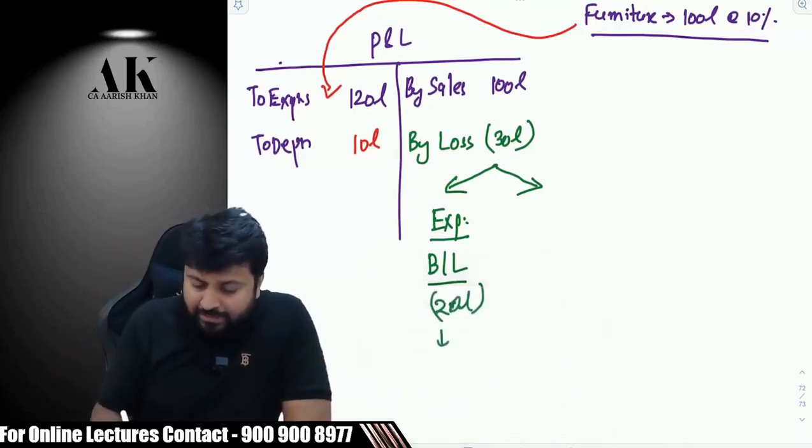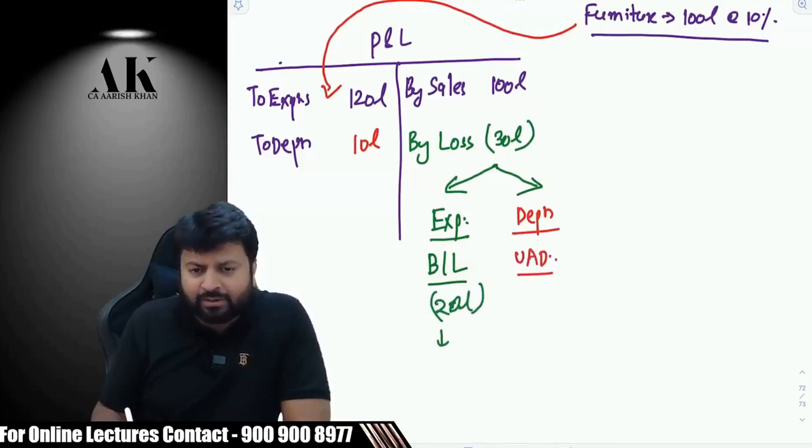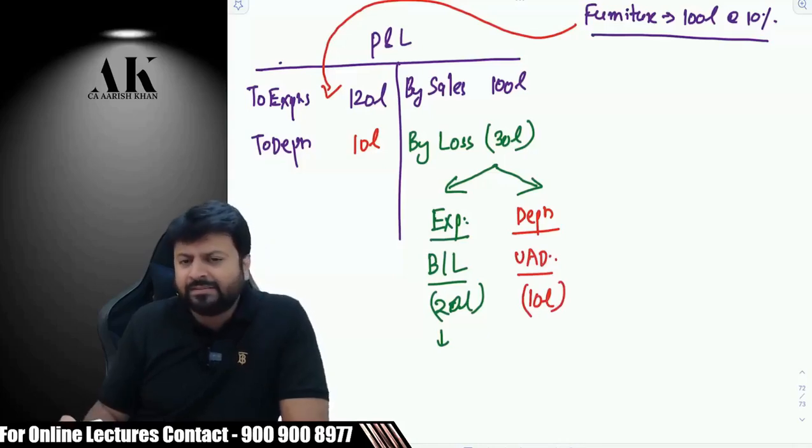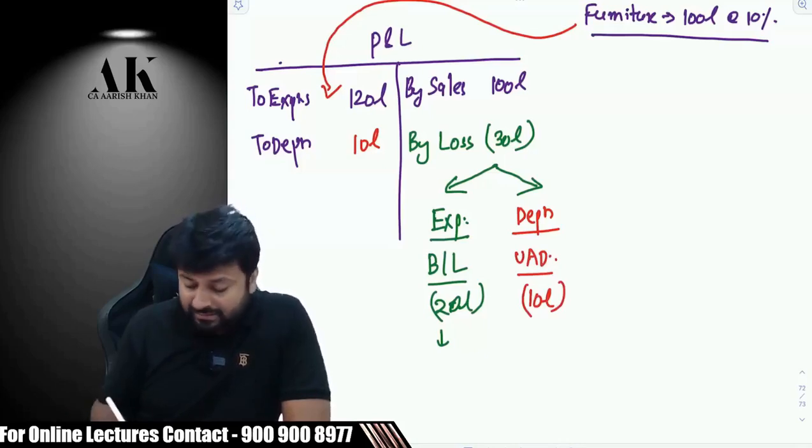And the loss that is coming because of depreciation will be called unabsorbed depreciation, right? Have you heard about this concept? And this is 10 lakh rupees. Is it clear? Now see how the assessee is manipulating the things. Cannot imagine how people's minds work over there.